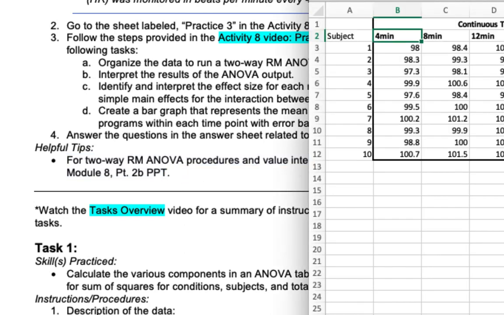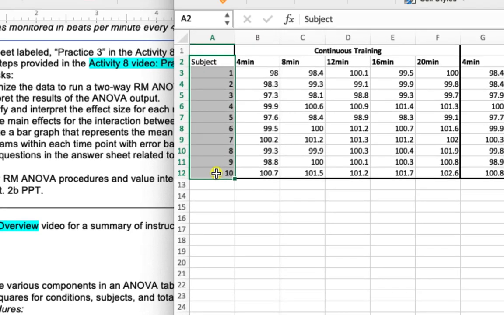So let's go over to our data. We have a subject column, so we have 10 people.